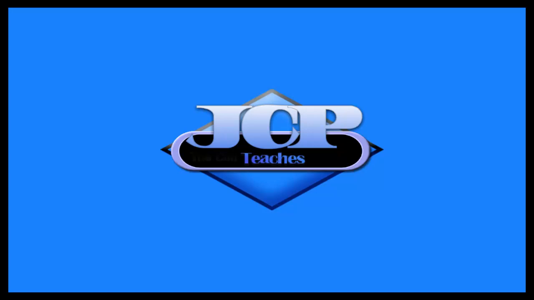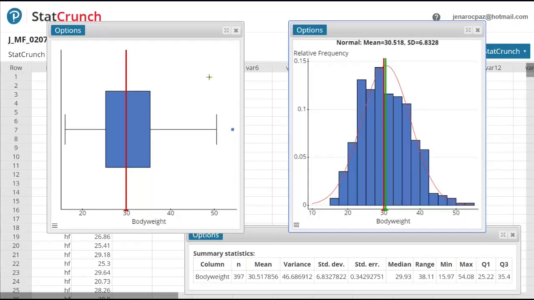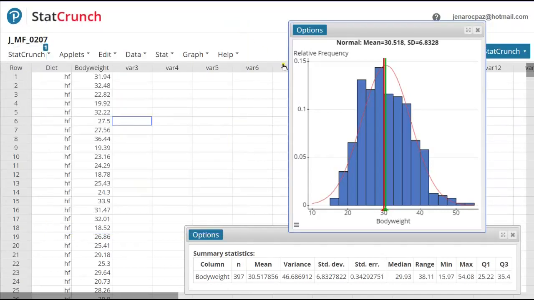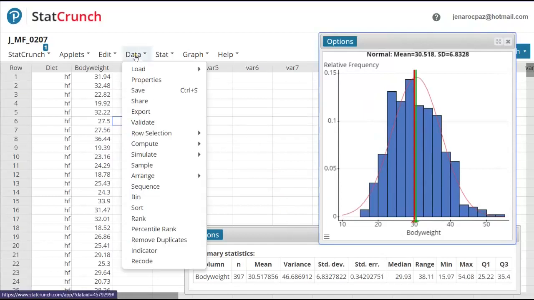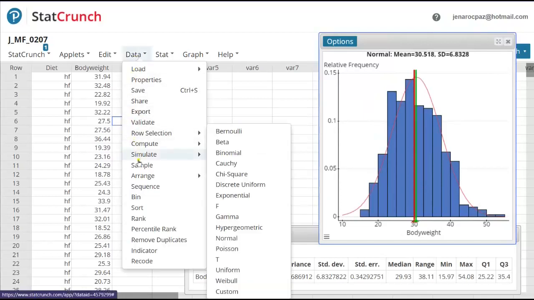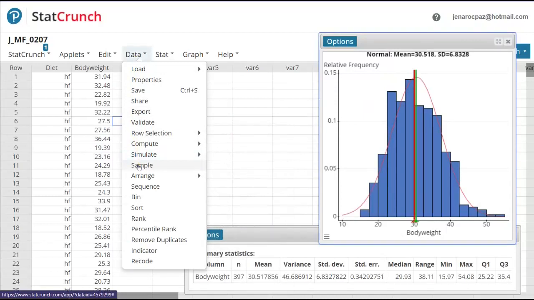In this lecture, I'm going to show you how to sample a normally distributed dataset and the central limit theorem. Now let me close the box plot. I'm going to keep the histogram and the summary. Now I'm going to sample. Let's take a sample.